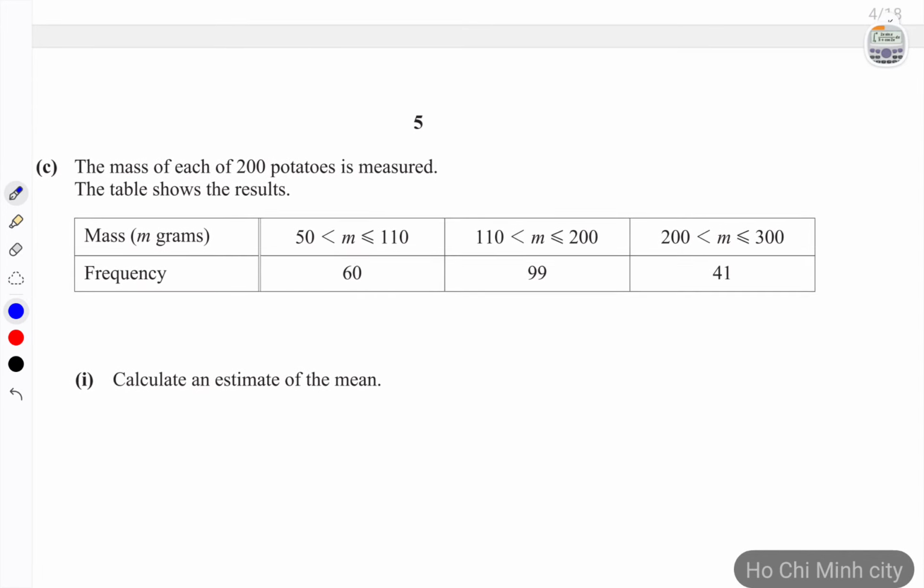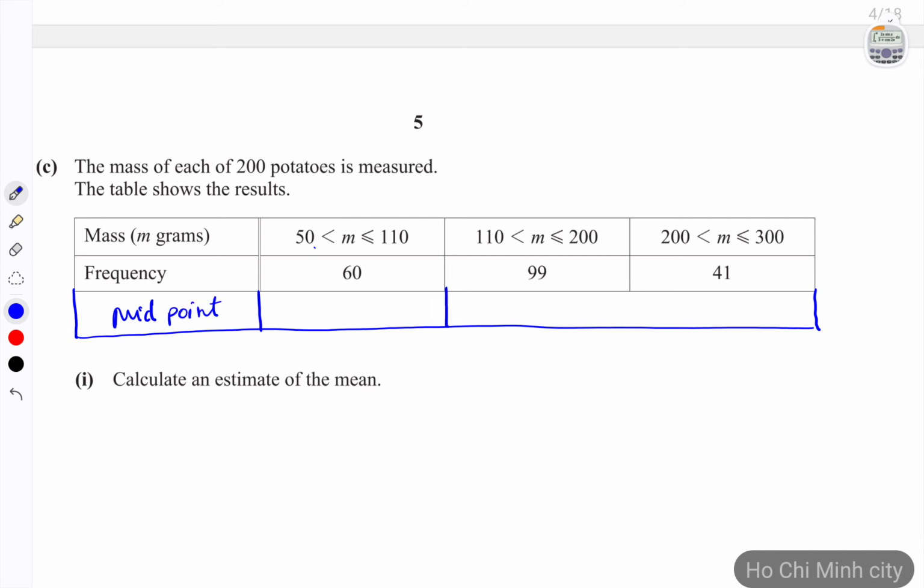All right, part C. The mass of each of the 200 potatoes is measured, and we have the table showing the results. We have to calculate an estimate of the mean. All right, because the mass is in the interval from 50 to 110, so we need to take the midpoint, which would represent the whole interval. So here is another row for midpoint. There is the one that is between 50 and 110. So we take 50 plus 110 divided by 2, which is 80. And here is 310, we have 155. And here is 250.